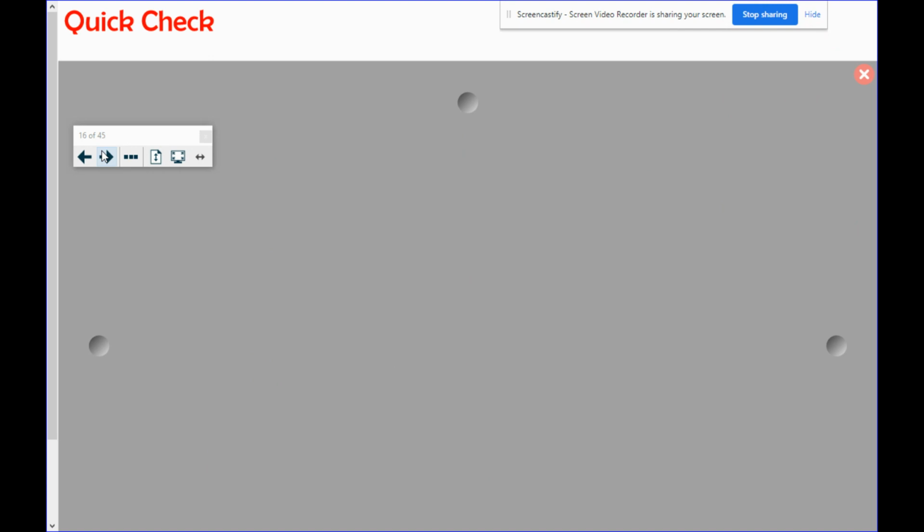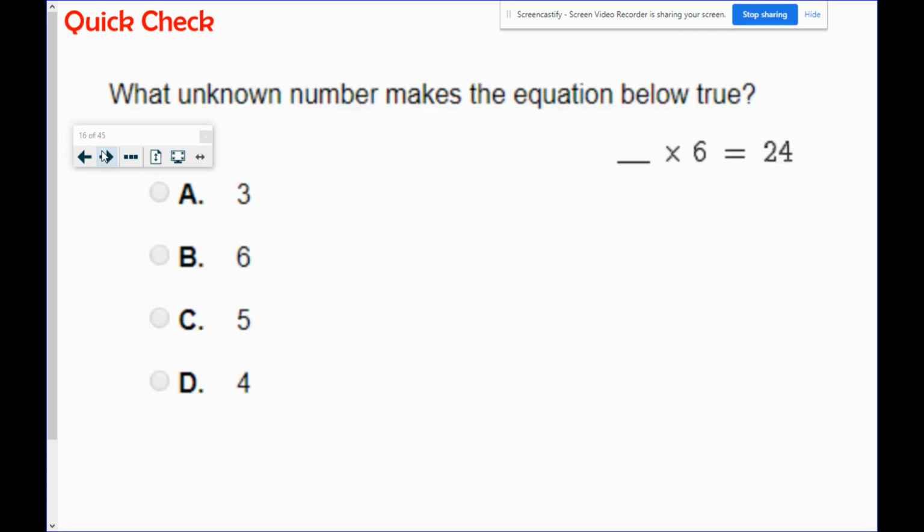Our quick check for today. What unknown number makes the equation below true? Try each one of these and fit it in there. That's the way you can get it. You know your threes and fours facts, and you could skip count by fives. You may not know your sixes, but let's just check and see. 3 times 6. You've got that memorized. Is 3 times 6 24?